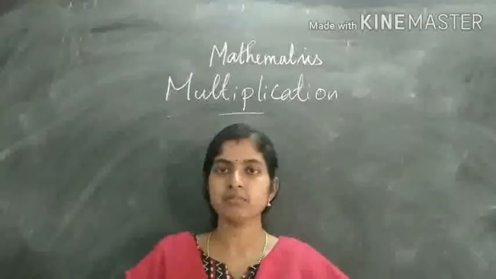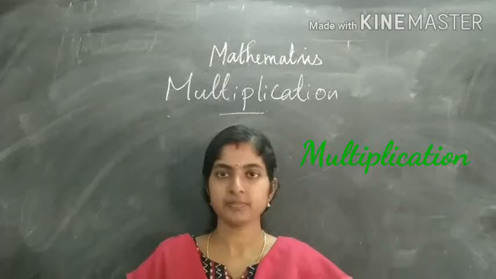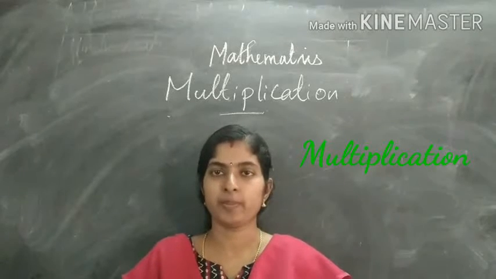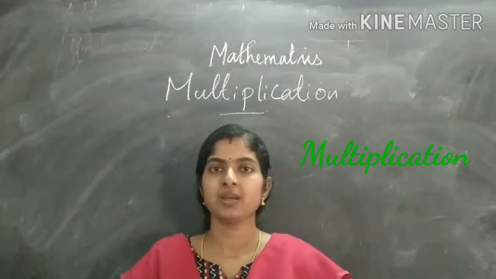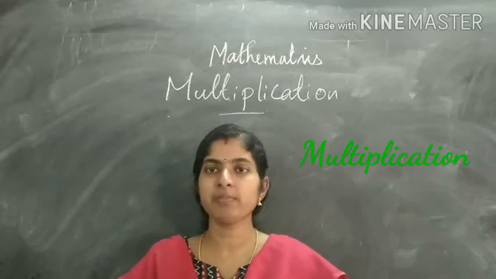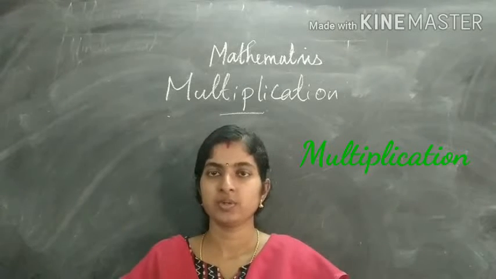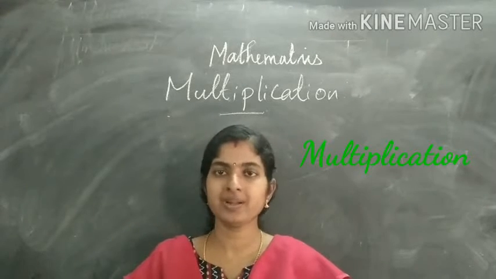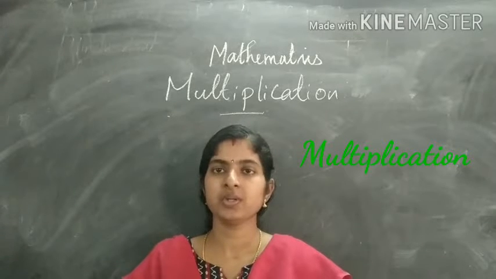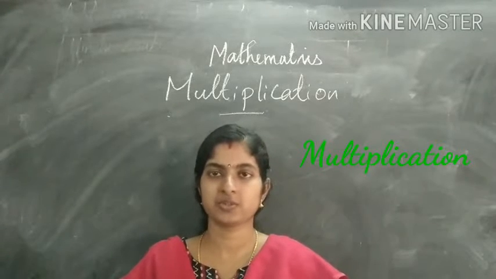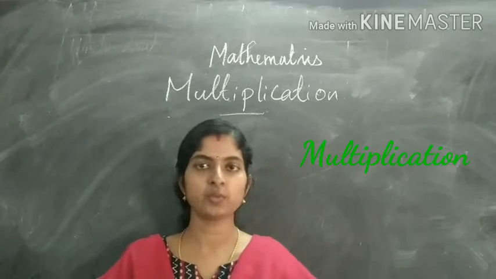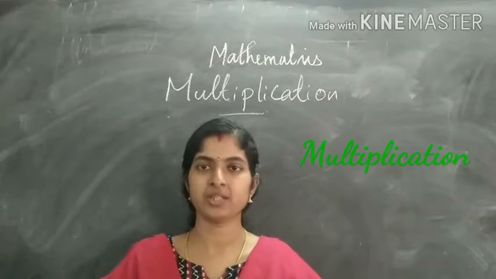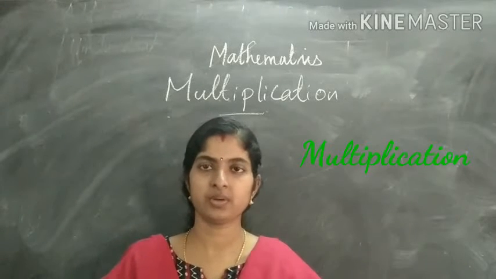Next topic is multiplication. Before studying this topic, you have to study the multiplication tables from 1 to 12. You already learned. Now also just revise it. Then only you can solve easily. Otherwise it's too tough.